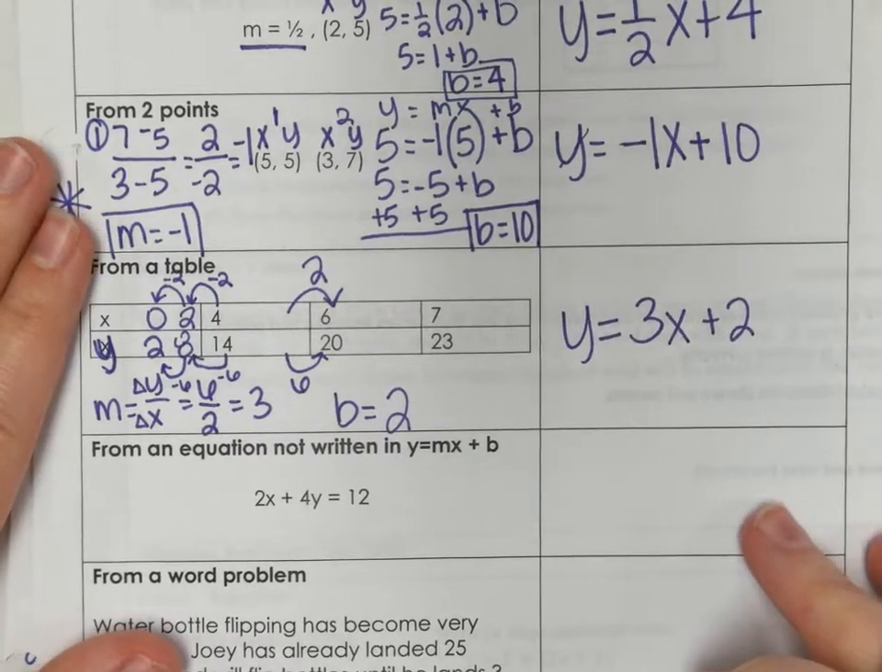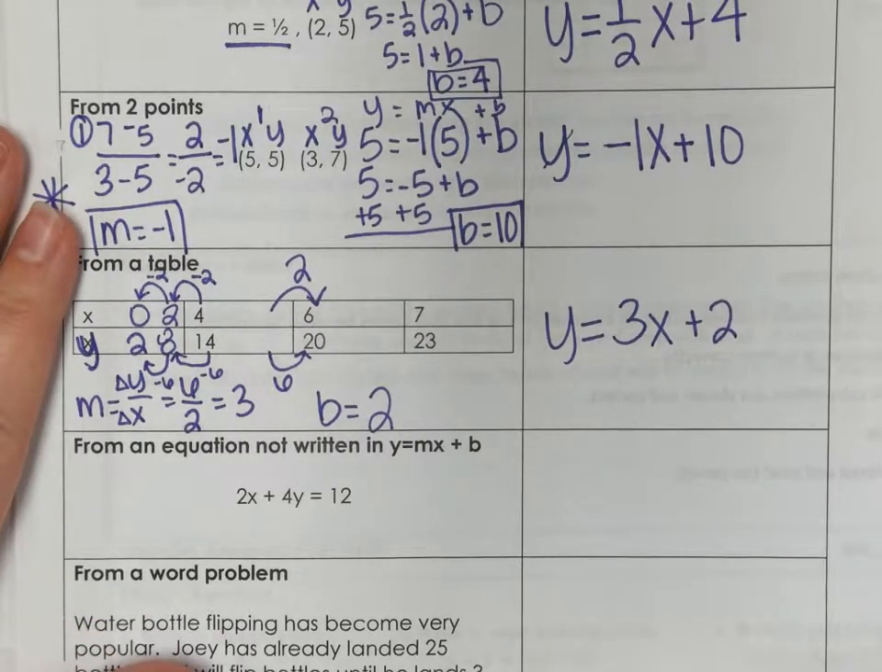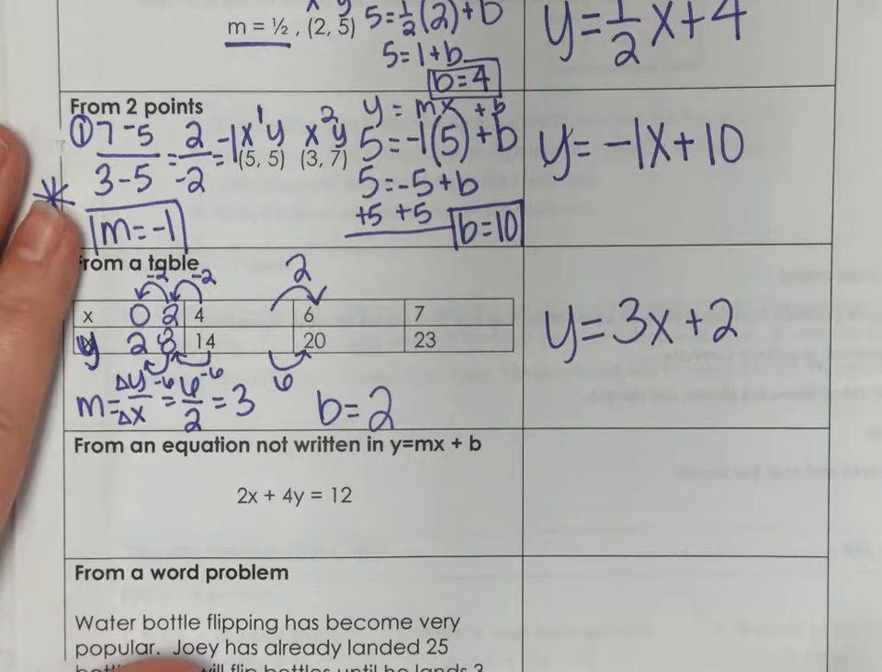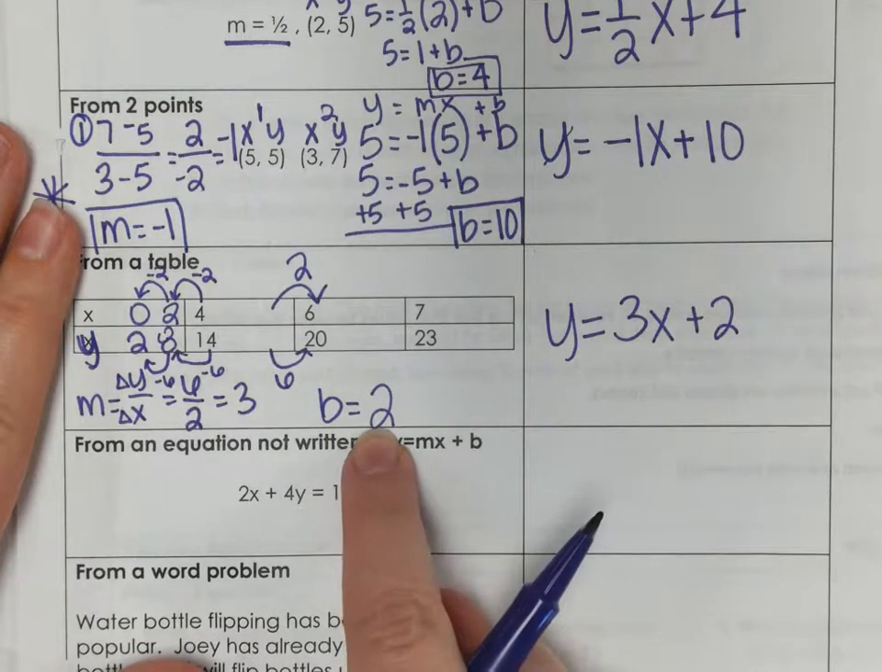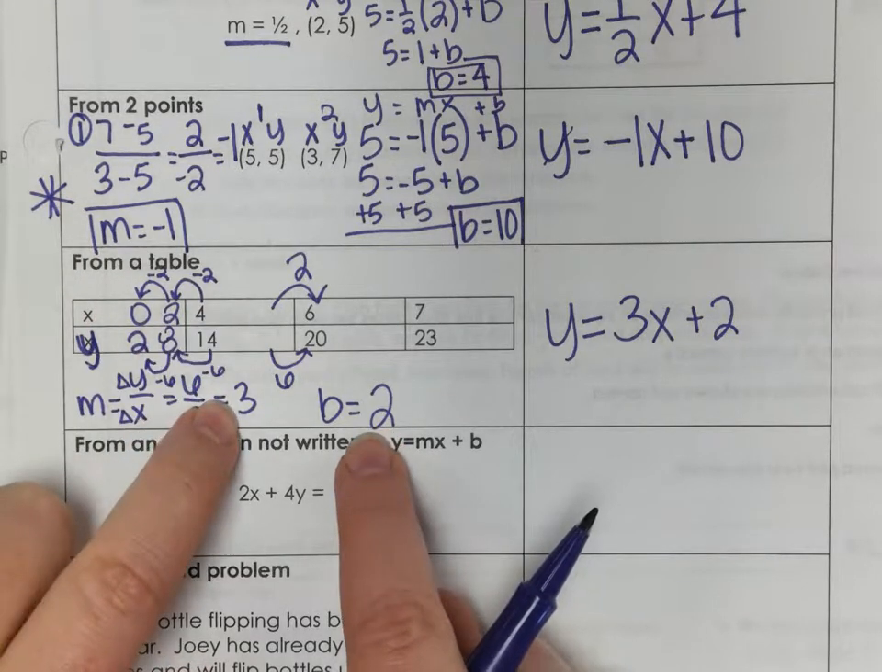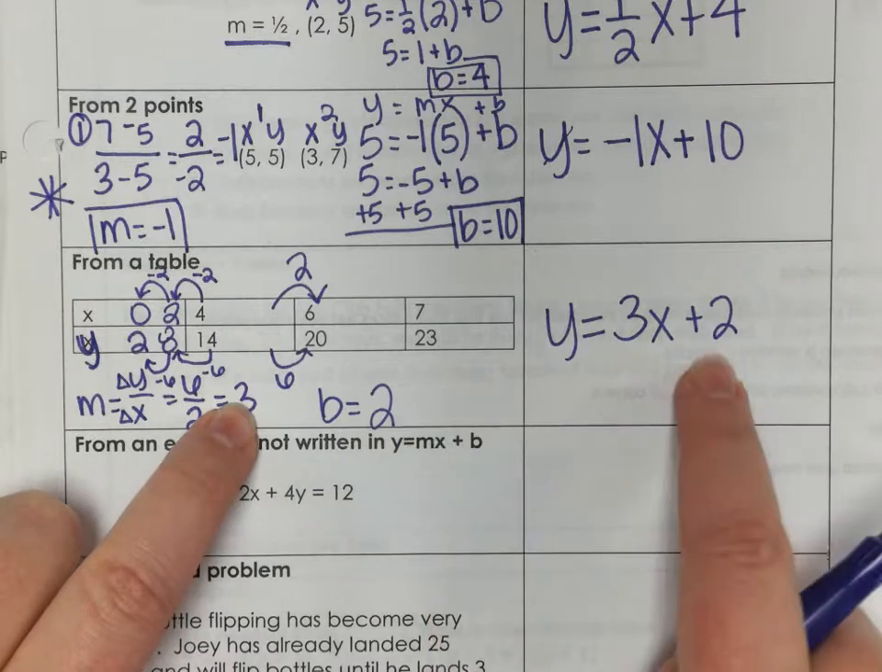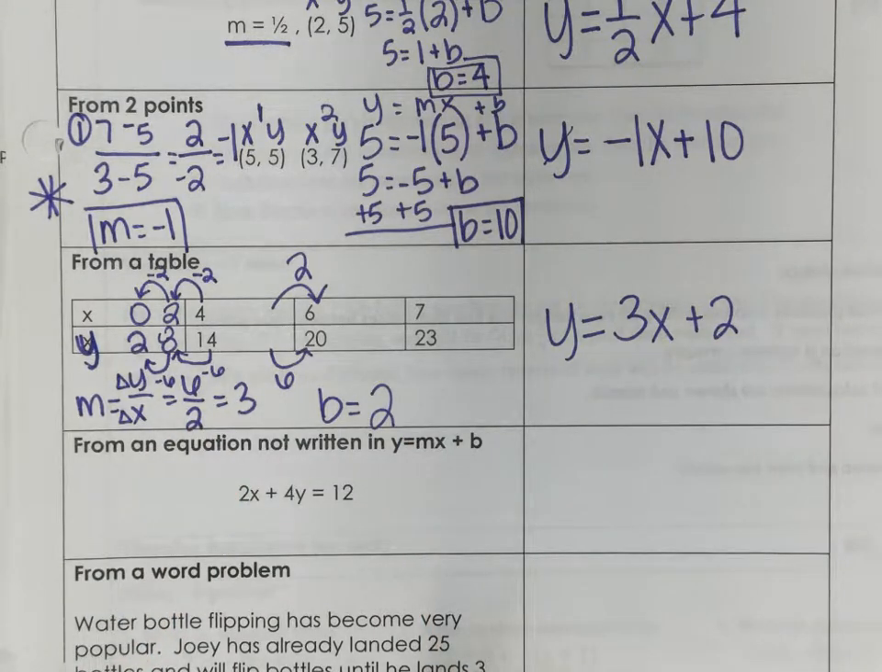Yes. What do you not get? How do you make the last thing? How do you make the y equals 3x? Well, when you find your slope and your y-intercept, you just plug in 3 for your slope and 2 for your y-intercept.